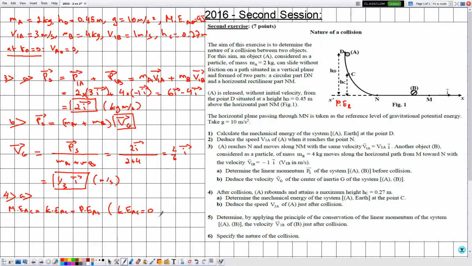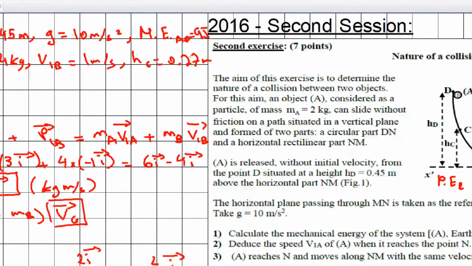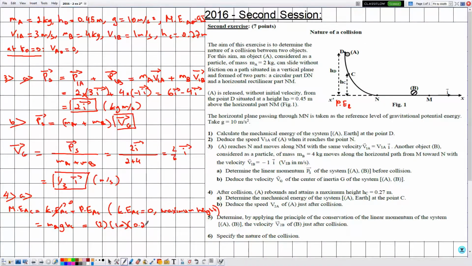Whenever we talk about the kinetic energy, it means a speed, and in this case the reason is given by maximum height. So this is 0, and now this is equal to the mass of A multiplied by g multiplied by the height at the point C. The value of MA is 2, the value of g is 10, and the height at the point C is 0.27. Plugging this into the calculator, the mechanical energy of A at the point C is 5.4 joules.